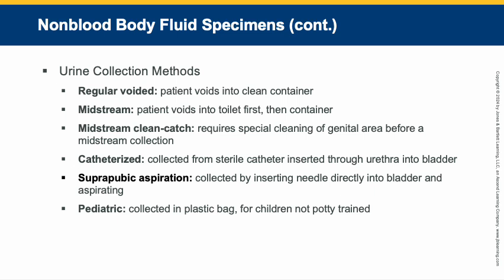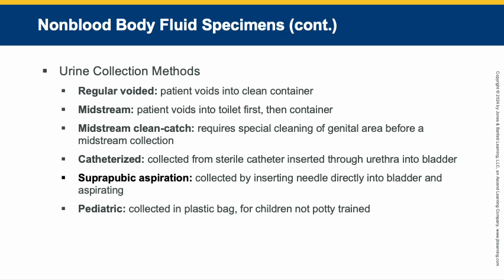The next kind is called a suprapubic aspiration. This one is where a needle is inserted directly into the bladder and it's aspirated out. The urine specimen, if it is done with a needle and syringe, is only going to be performed with the use of anesthesia and performed by a physician. So nursing nor phlebotomy collects this. You will just collect the sample and take it back to the lab.